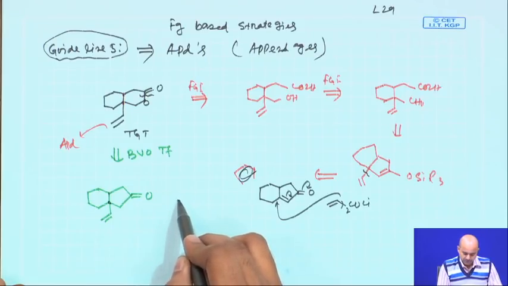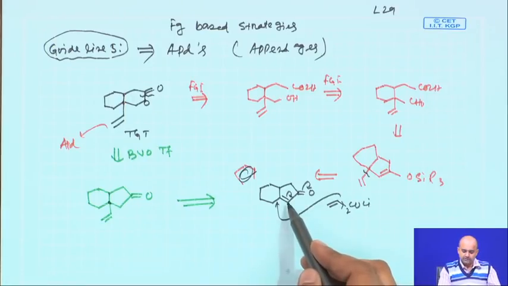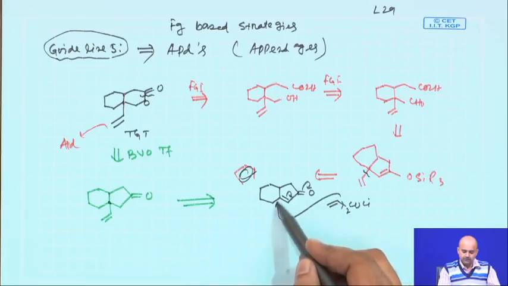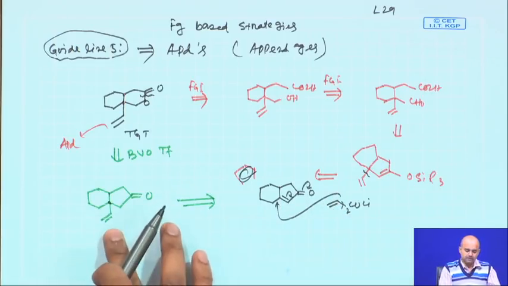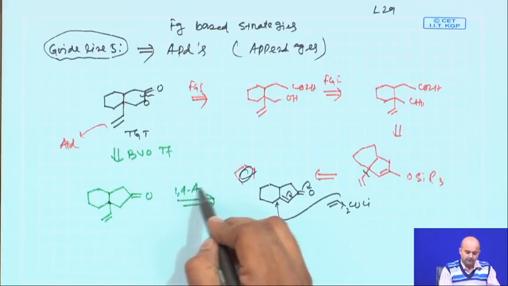Now, you can also think about using this one. If you start with this starting material, you do a vinyl copper lithium addition here and then it gives you this compound, a simple 1,4 addition, simple 1,4 addition.